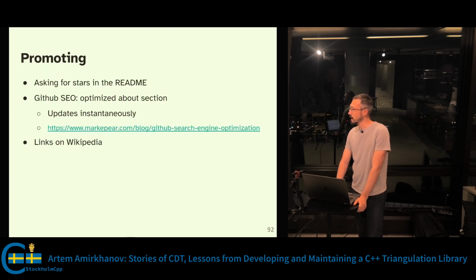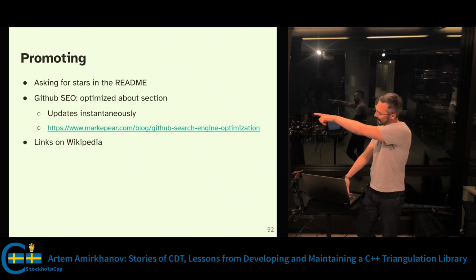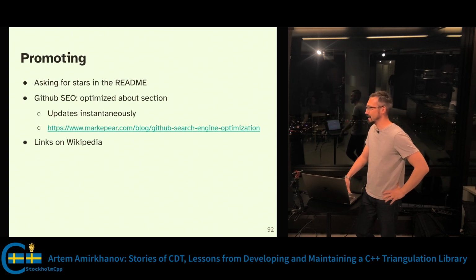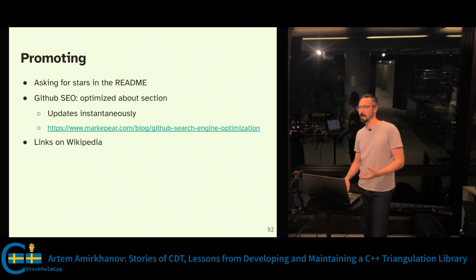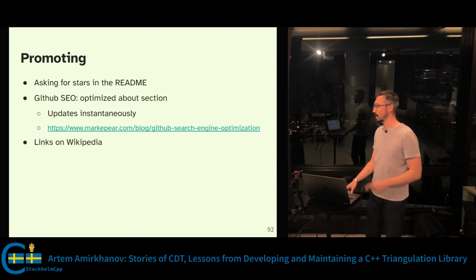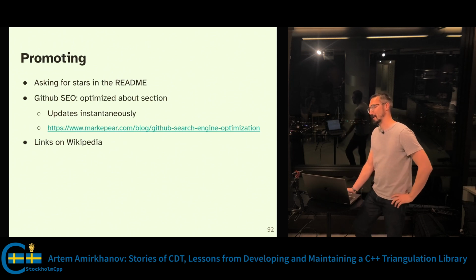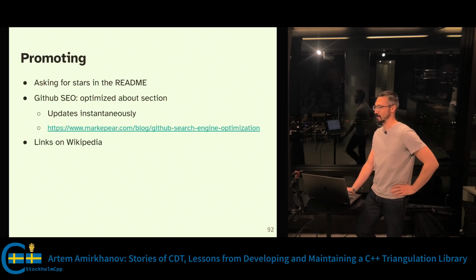When it comes to promoting the library, I didn't do much. I asked for stars in a README. I did some GitHub SEO. There's a nice article about this. When you search for some keywords on GitHub and you don't sort by stars, it has some algorithm which basically defines the weight of these keywords in the name of the repository and the about section of this repository. So if my keywords are constraint, Delaunay, triangulation, that's the only thing I need to have in my about block. That means it will be higher in search results when I search for constraint Delaunay triangulation.